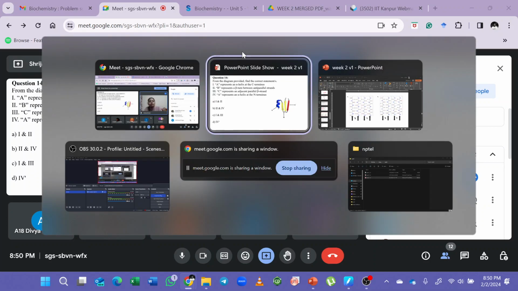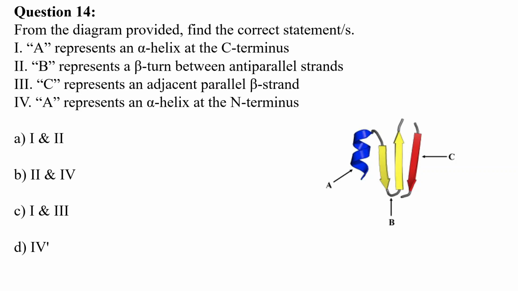I have told you, for any protein, whenever we are writing a peptide chain also, we always start from the N terminus. So if you see the arrow of this beta strand, this is the start of the protein. So this is the N terminus. Then at the N terminus you have an alpha helix represented by this blue colored helical structure. Then you have the beta strands. These two beta strands are anti-parallel to each other, and there is a turn attaching these two beta strands. It's labeled as B. So the second statement is correct and the fourth statement is correct.